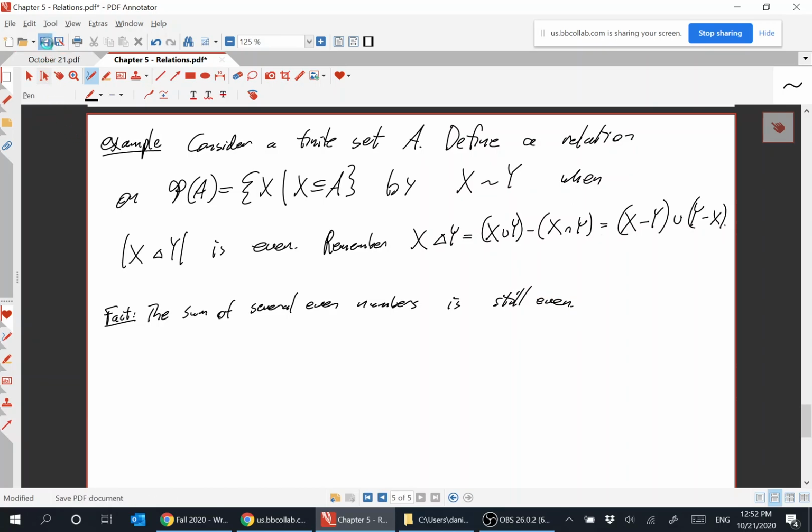It has to do with that previous example when you talk about equivalence modulo 2. If you want to add two even numbers, it's not immediate from there. But let's not belabor this point. We'll just assume that the sum of a bunch of even numbers is still even. Okay, so how about the reflexive property?